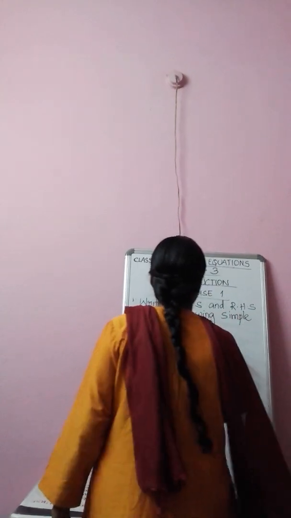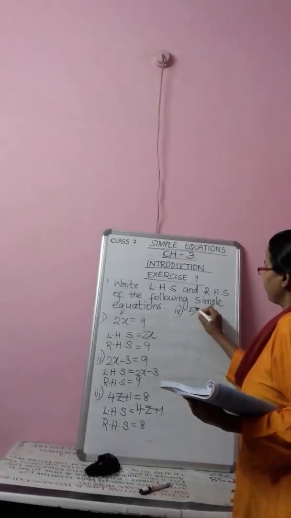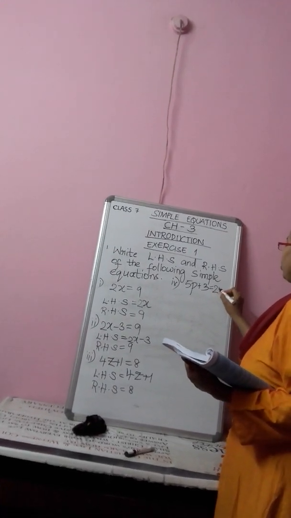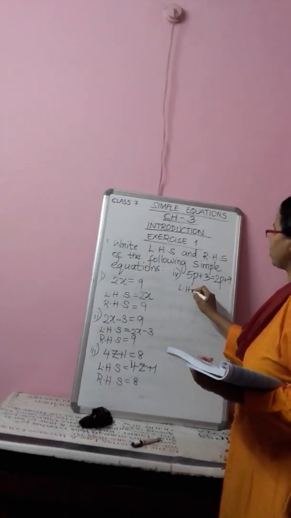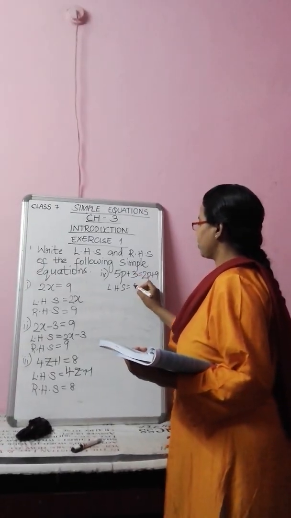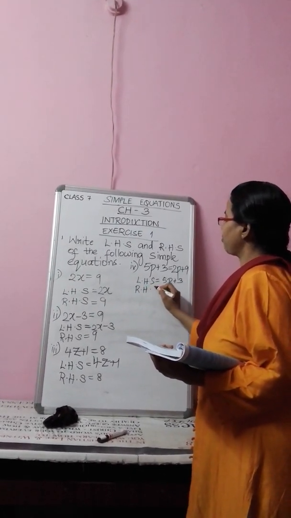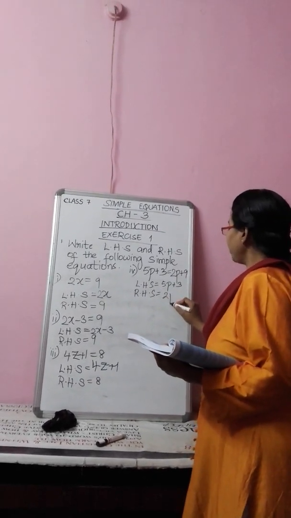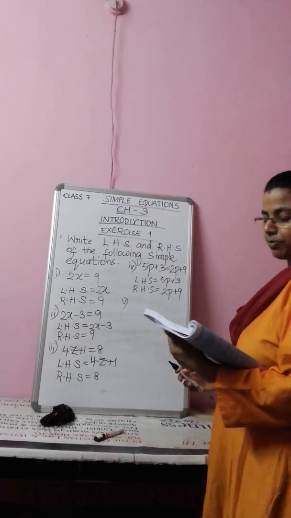Next move to the next part. Fourth bit. 5p plus 3 is equal to 2p plus 9. What is L.H.S here? Yes, 5p plus 3. What is R.H.S here? Tell. 2p plus 9. Good.